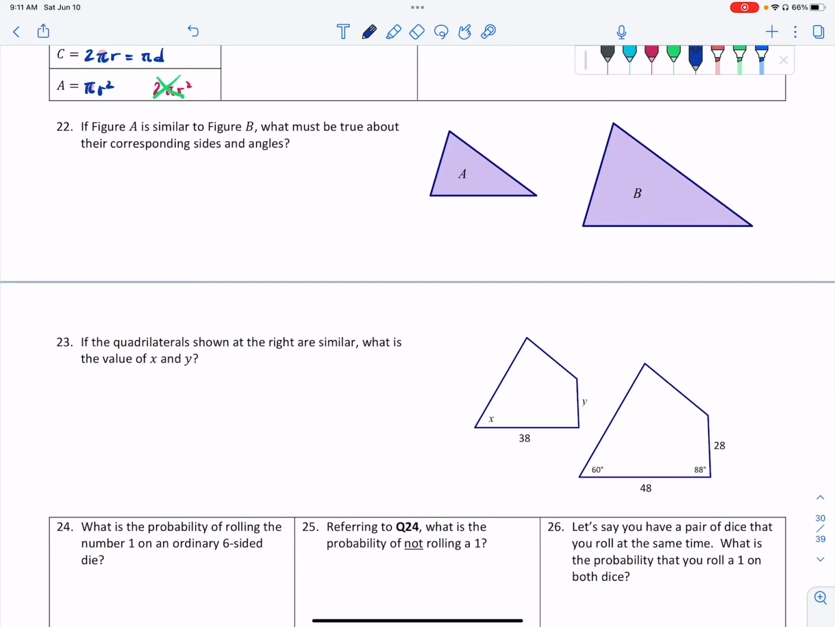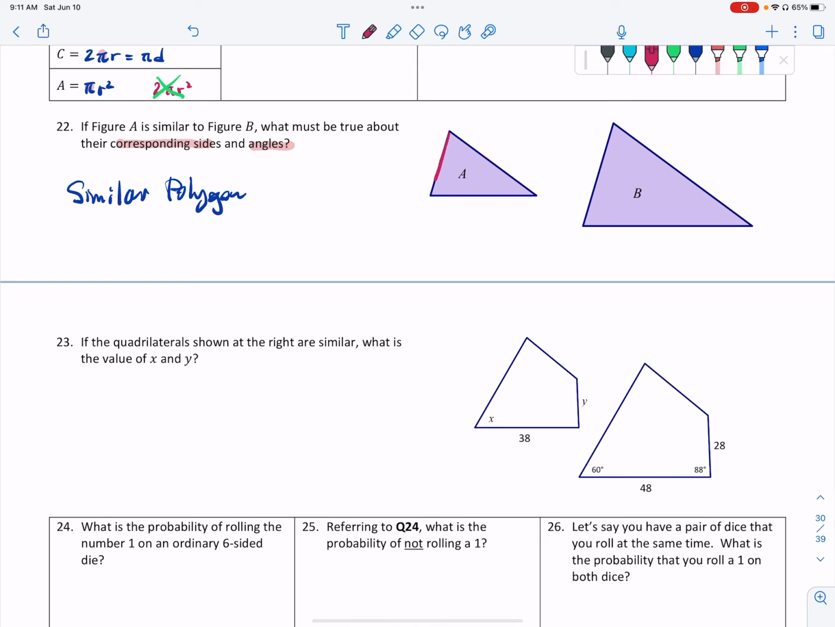So these next two questions, 22 and 23 here, are about similar shapes, specifically similar polygons. And as question number 22 implies, that has two parts to the definition, something about the sides and something about the angles that makes the two polygons similar to each other. So I'm going to give you some hints here.